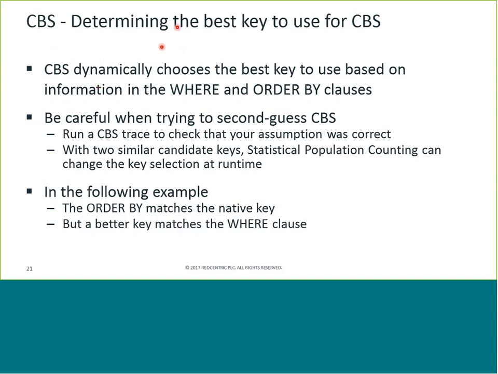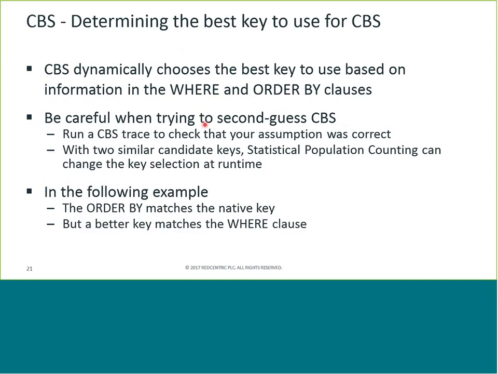Now, determining the best key for use. I mentioned this. CBS dynamically chooses the best key based on the where and order by clauses. Actually, it chooses the traversal key based on the where, and then it looks at the order by afterwards. So I've seen programmers code order bys trying to so-called force CBS into choosing a particular key. That was true in very, very early versions of Datacom. It's no longer true. CBS works out the best key to use based on the where clause. So be very careful when trying to second guess it. You sometimes come across programmers who've been around for ages and they say, oh no, we do this to give Datacom a hint. It's not a good idea.